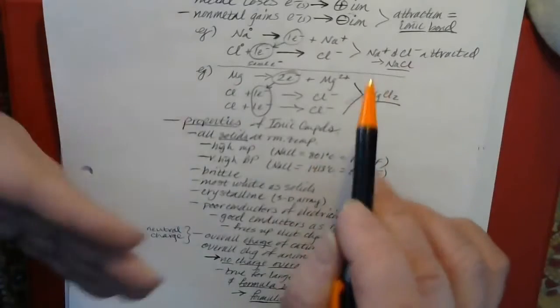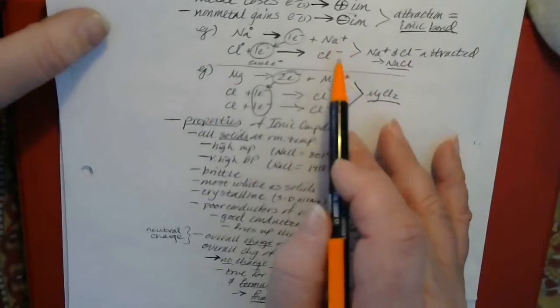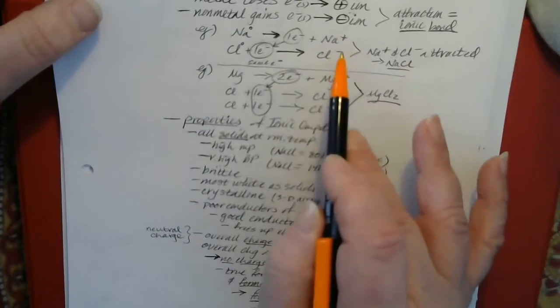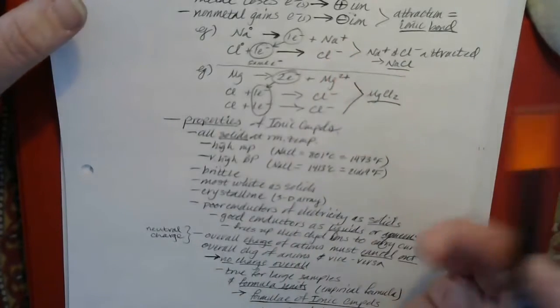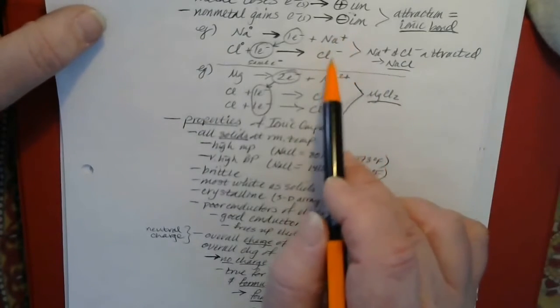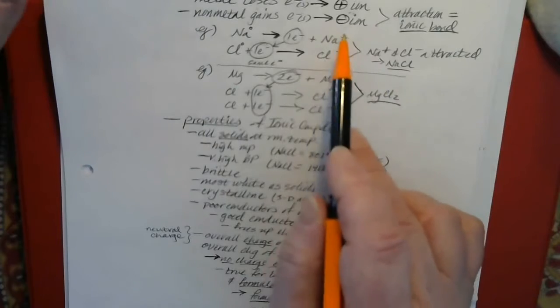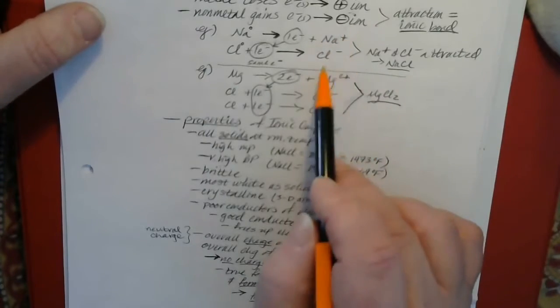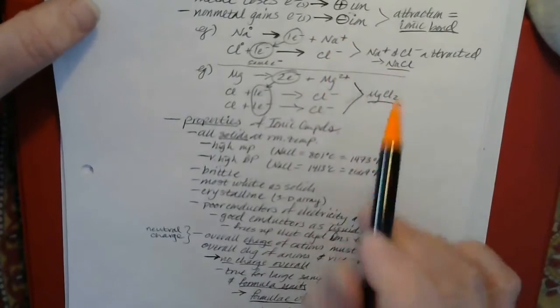Or you can just also come up with the formula from looking at the charges on the ions and putting them together in the lowest whole number ratio that will give you 0 charge overall. So Na+ and Cl-, obviously, if you put them together 1 to 1, they cancel each other out and you get 0 charge overall.